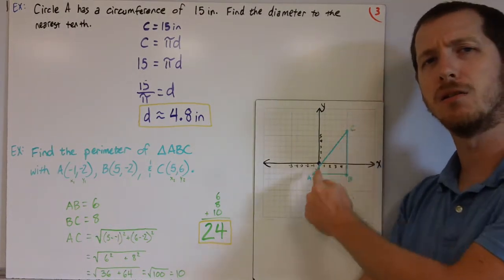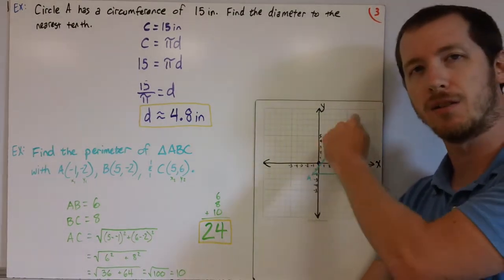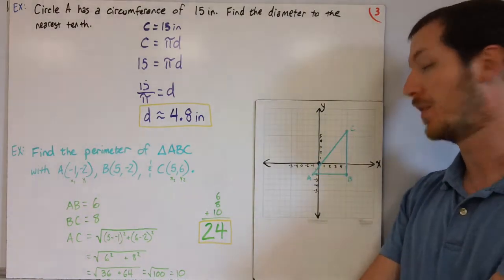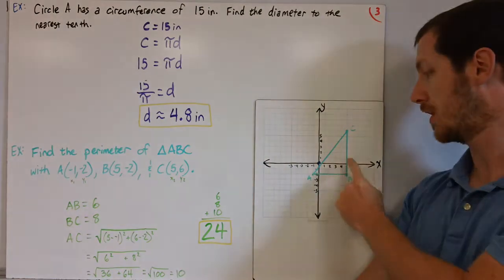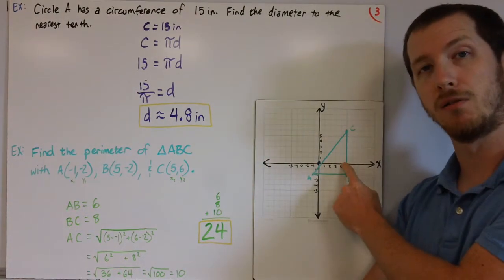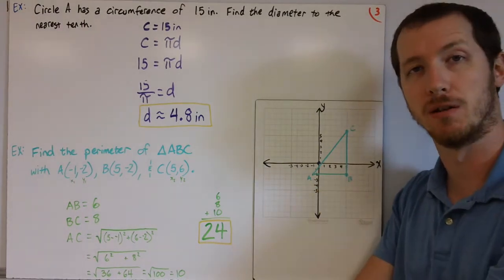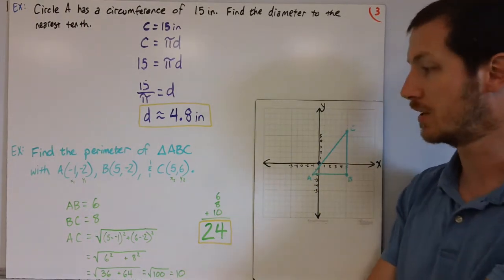Now AC though is on a diagonal, so we can't just count the tick marks. We've got two choices. We can do the Pythagorean theorem, since a horizontal and a vertical line form a right angle. We've got a right triangle. Or we can go to our distance formula, which we learned in the last lesson. So let's use our distance formula.